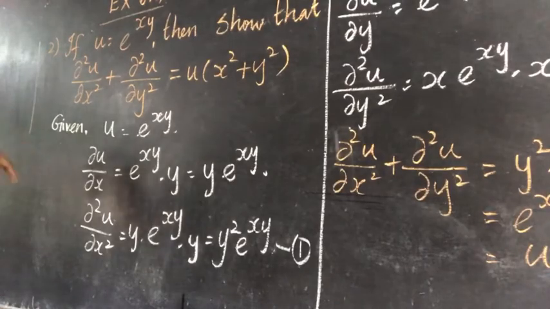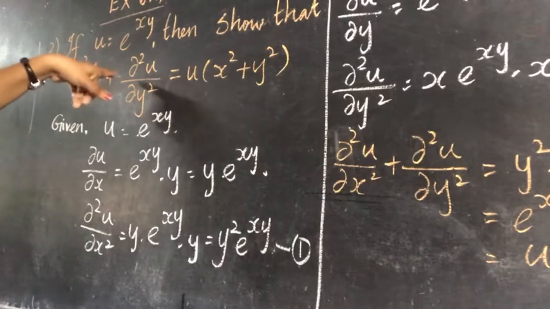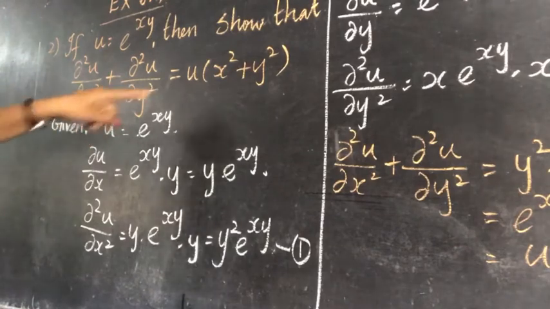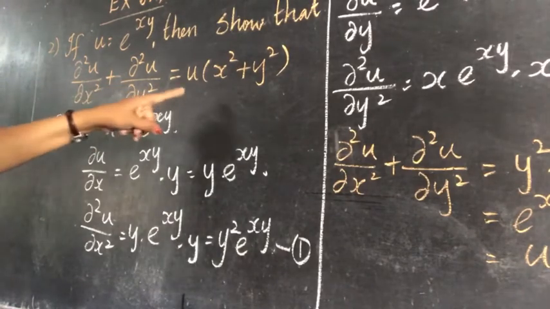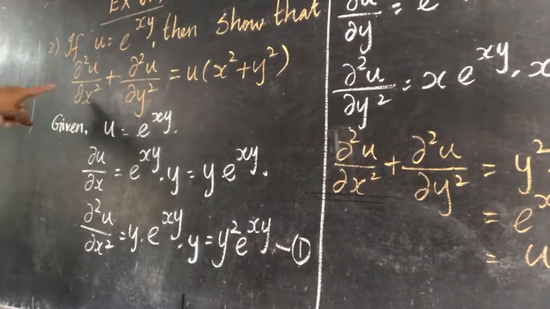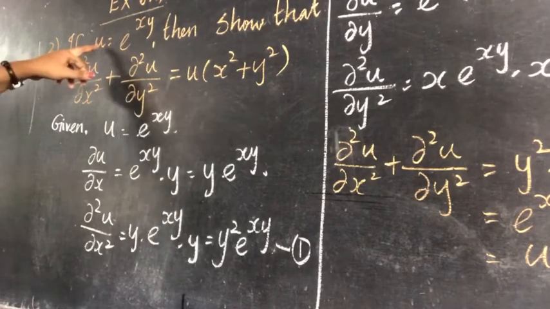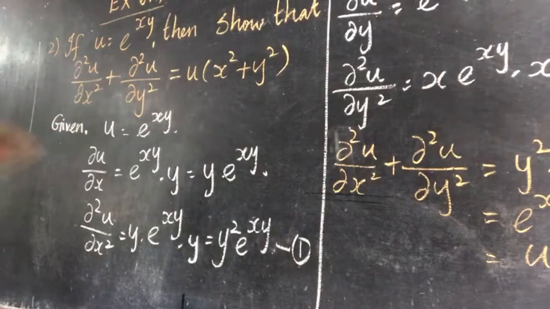Second problem, if u is equal to e power xy, then show that dou square u by dou x square plus dou square u by dou y square is equal to u into x square plus y square. What is dou square u by dou x square and dou square u by dou y square? These are second order partial derivatives. Okay, it's given that u is equal to e power xy.